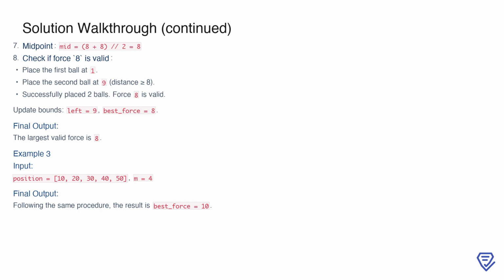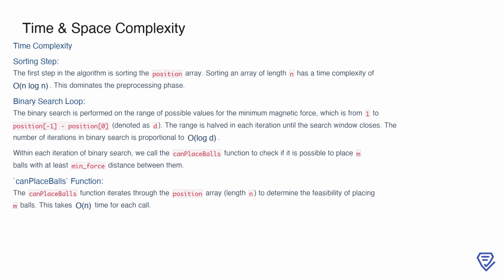In a final example with positions 10, 20, 30, 40, 50, and m equals 4, following the same procedure yields a result of best_force equals 10 as the largest valid force. To analyze the time complexity, we start with the sorting step. Sorting the position array, which has a length of n, is performed using an efficient algorithm like timsort. This step has a complexity of O(n log n), making it the dominant operation during pre-processing.